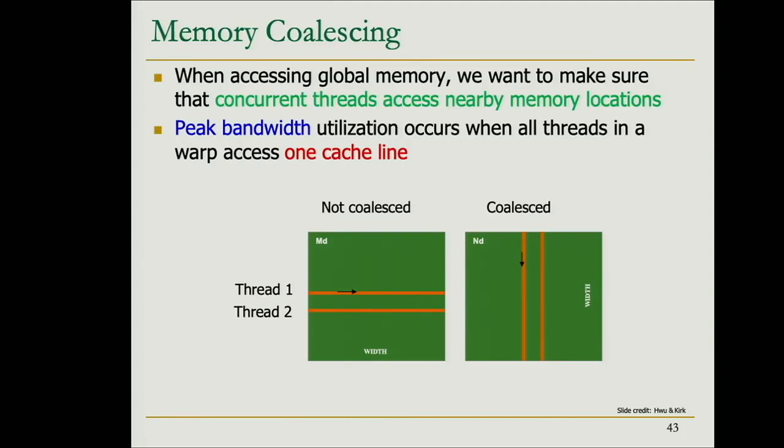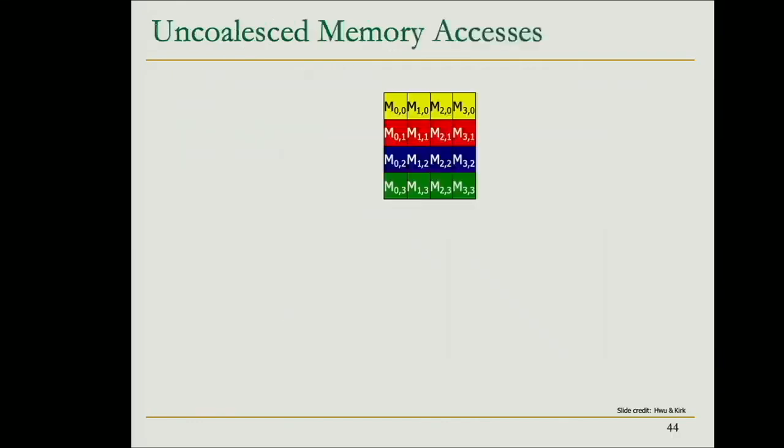different cache lines. However, if I assign the computation in this way, thread 1 here, thread 2 here, these two elements are consecutive, so they belong to the same cache line, right? What's going to be the difference? The difference is that for the same access, here I need 2 memory transactions, while here I only need 1 memory transaction. So that's the way of doing the coalesced access and to have peak bandwidth in this memory access.